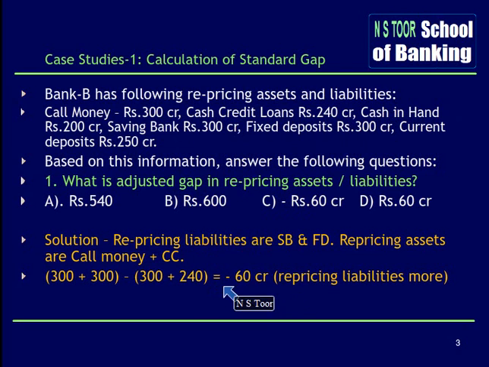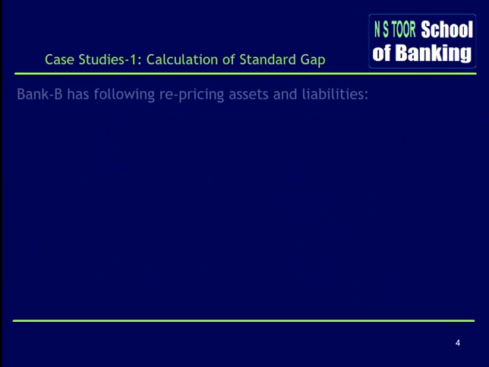But this gap is negative gap because repricing liabilities are more than repricing assets. So we have negative gap. So our answer will be C. Let us go to second question. The same information.